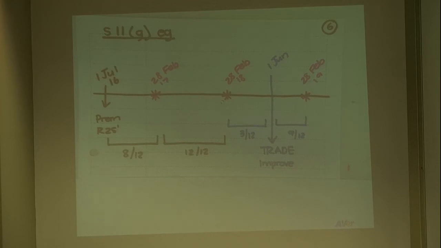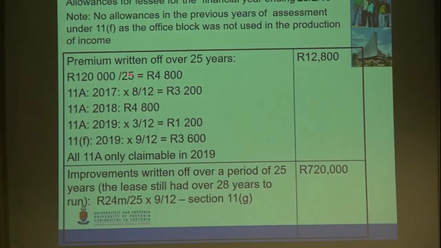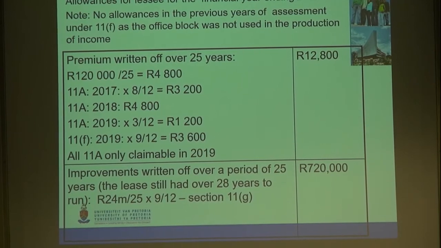Let's start with the lease premium. It is 120,000 Rand. The issue for us is we're going to say that 120,000 Rand divided by the period of the lease, which is 30 years, so we're going to limit it to 25. Okay, and I am going to work it out for each of these years, but can I claim it here yet? When am I going to claim it? When I start trading. Okay, so when I look at my calculation of my lease premium, for the 2017 year of assessment, I would have said 120,000 divided by 25, but I would only get it for 8 out of the 12 months.